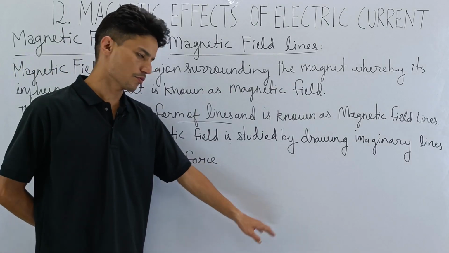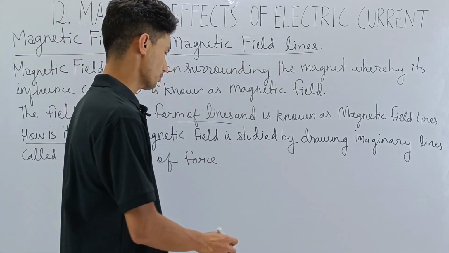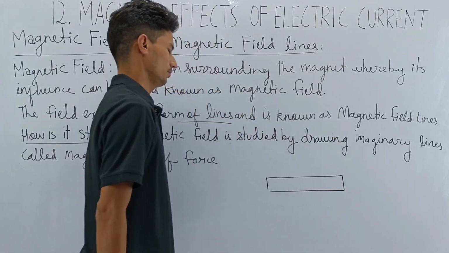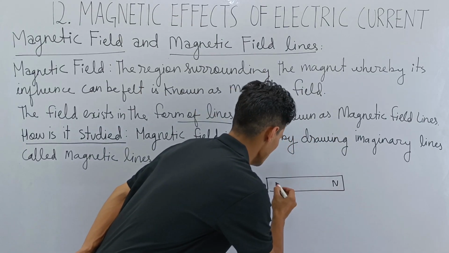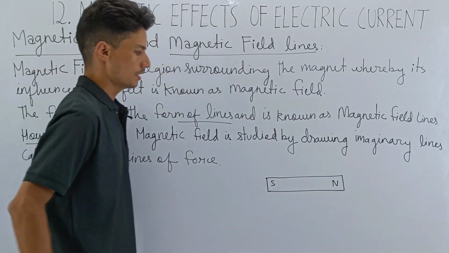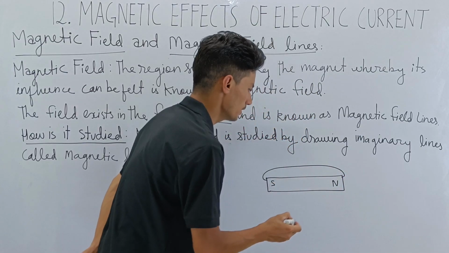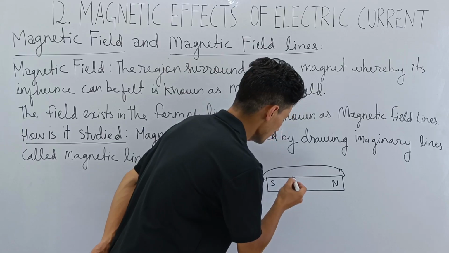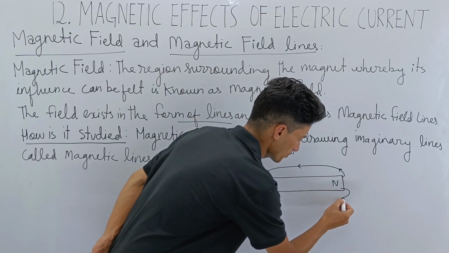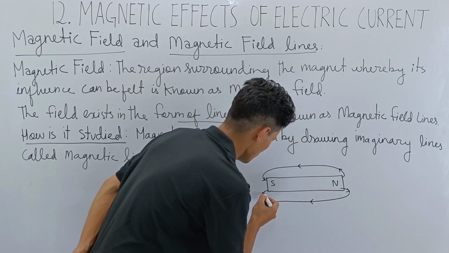So what are these magnetic lines of force? Let us draw a magnet and study. First of all, we draw a magnet. Let's say this is the north and this is the south. These magnetic lines of force emerge from the northern end and then travel all the way to the southern end. They always emerge from the north and travel to the south.